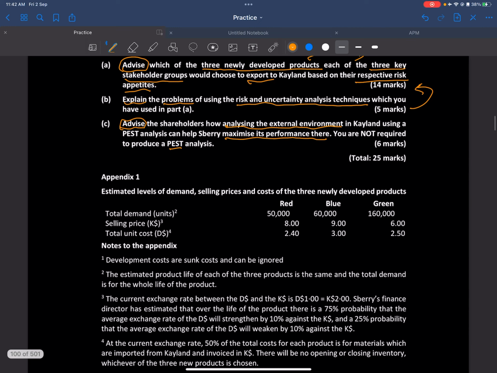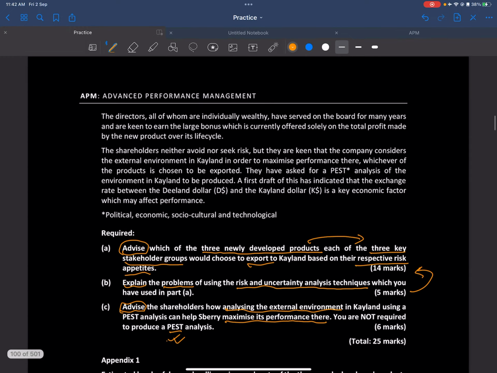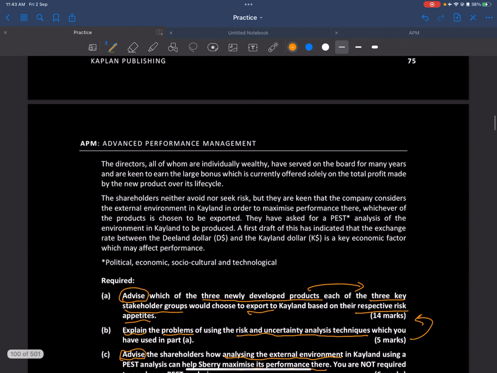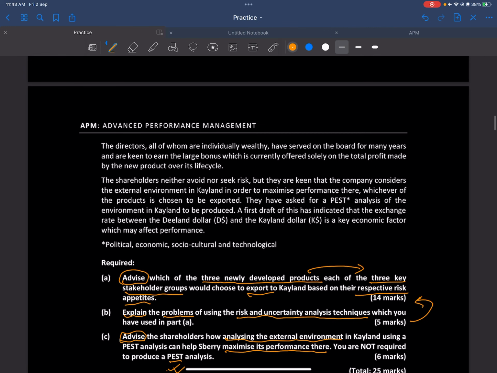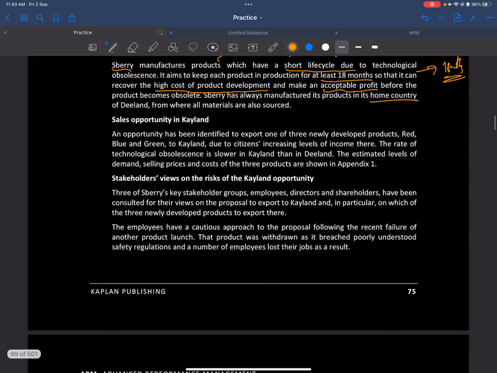Whenever I think about this PEST analysis, I remember a company where there was a political thing that was already analyzed by the CEO and there was some inflation thing. Okay, that's coming to my mind right now, that question. But still, let's just do this thing. So we need to look at the macroeconomic situations as well, something relating to the risk and uncertainty techniques used, and then which product to develop, right? So sales opportunity in K-land.